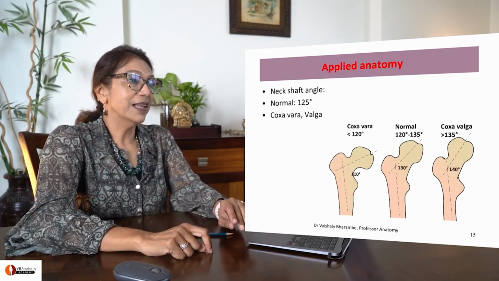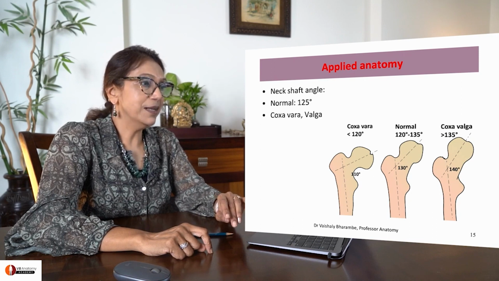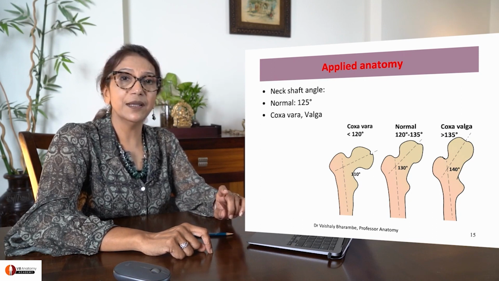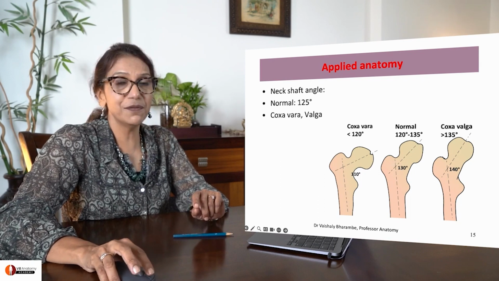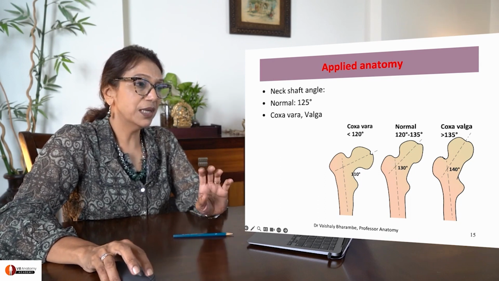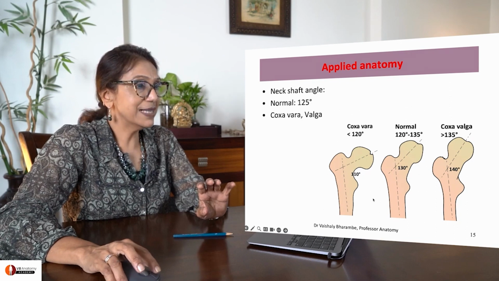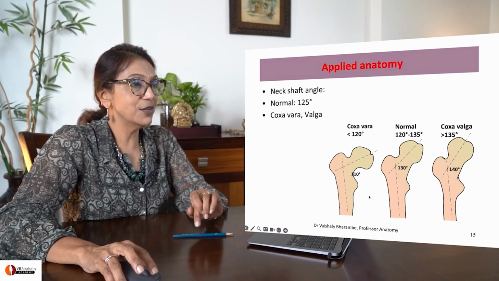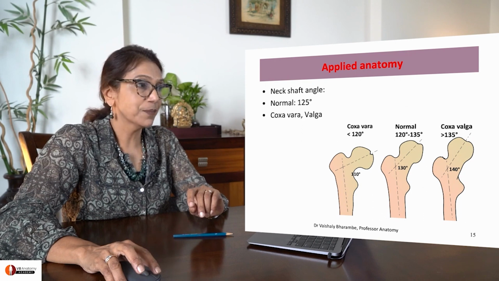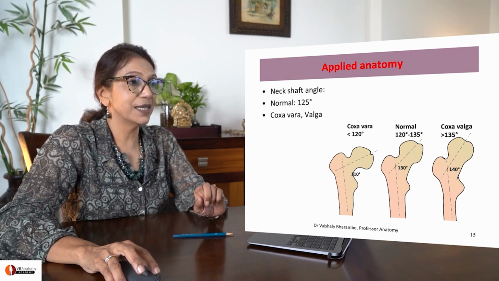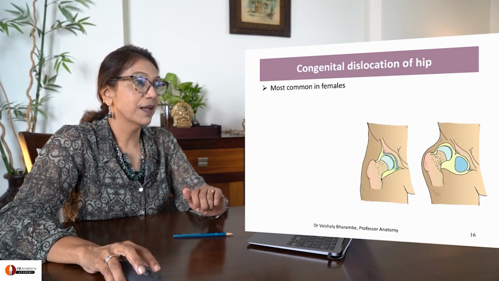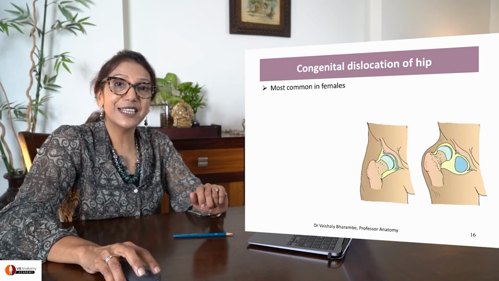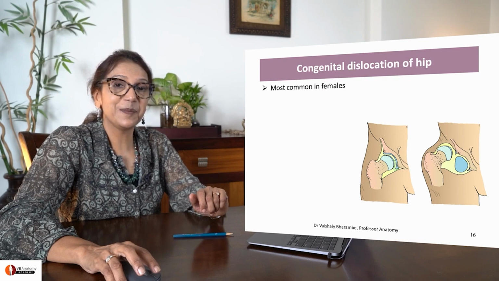Right. Now, the last bit of applied anatomy, we know that the normal angle between the neck of femur and the rest of the femur is about 130 degrees. Okay? When it's less than 120 degrees, the condition is called coxa vara. When it's more than 135 degrees, the condition is called coxa valga. This is interesting. Can you tell what has happened here?